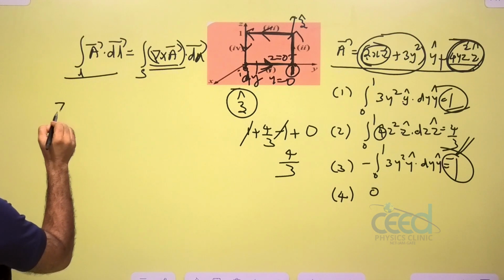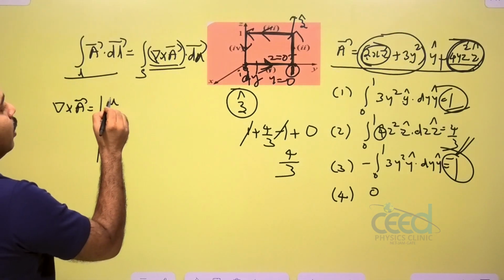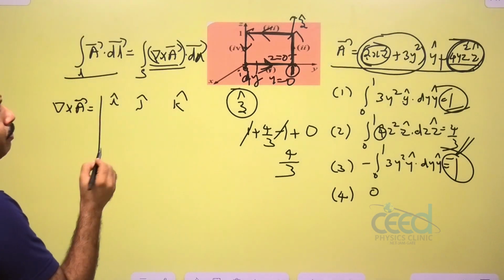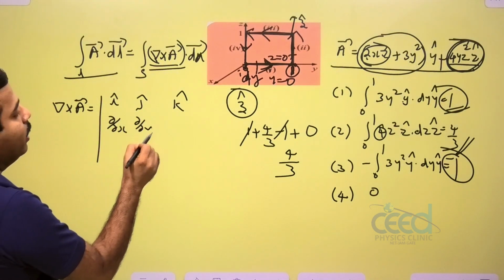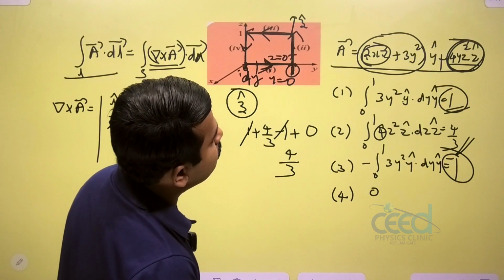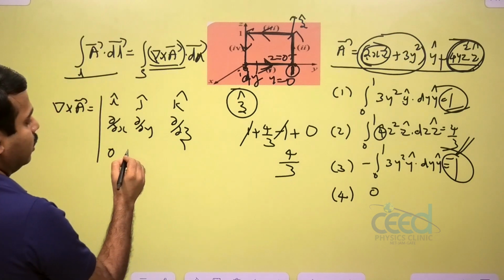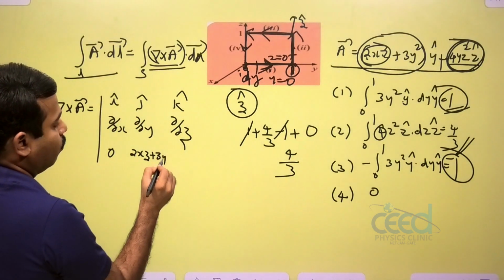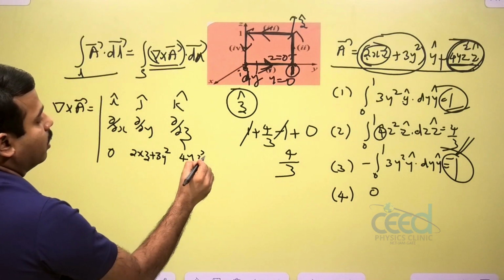So we can write del cross A first. Del cross A is equal to the determinant with i cap, j cap, k cap, then dou by dou x, dou by dou y, dou by dou z, and then the functions given. The x cap component is 0 because of 2xz, the y cap component is 2xz plus 3y square, and the z component is 4y z square.